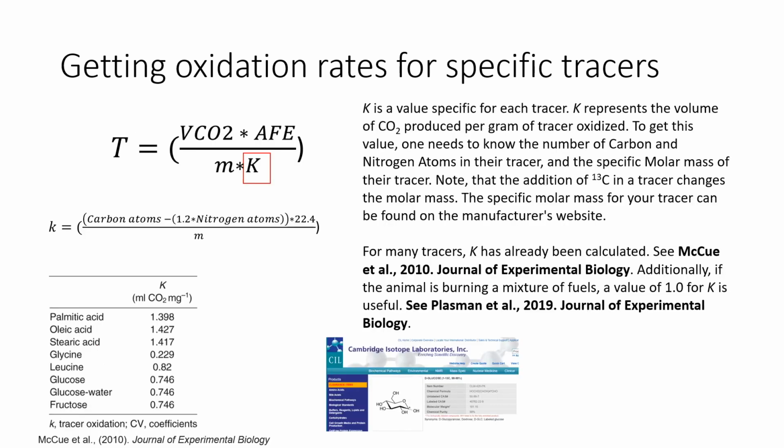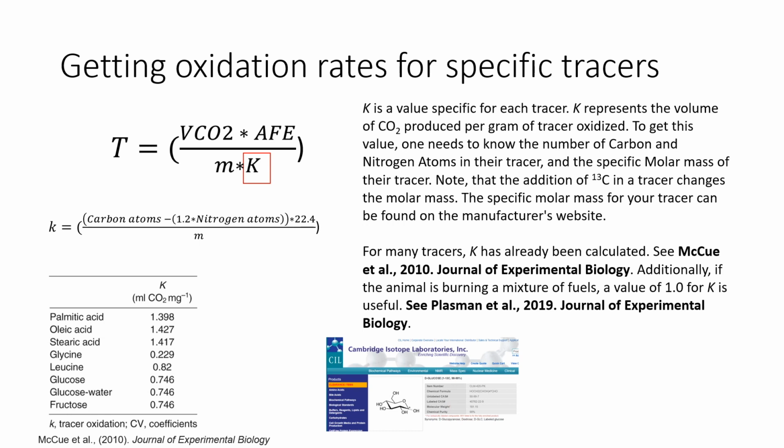There are two terms found in the denominator of this equation. K refers to the volume of carbon dioxide produced per gram of tracer oxidized, thus having the units of milliliters per milligram or liters per gram. In practice, K can be calculated using the second equation that incorporates the ideal gas law, the number of carbon-13 atoms in each tracer molecule, and carbon losses in nitrogenous waste.